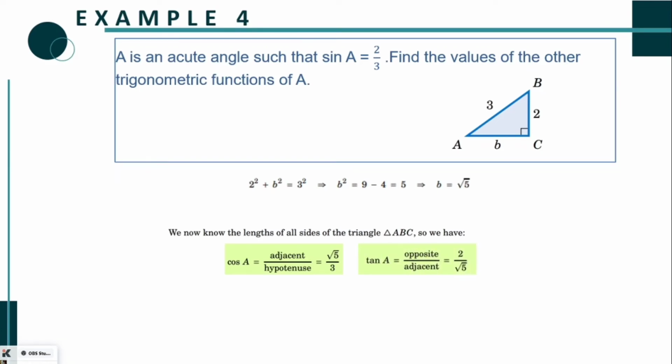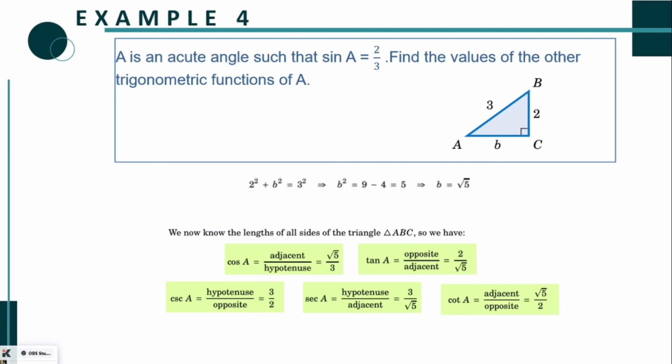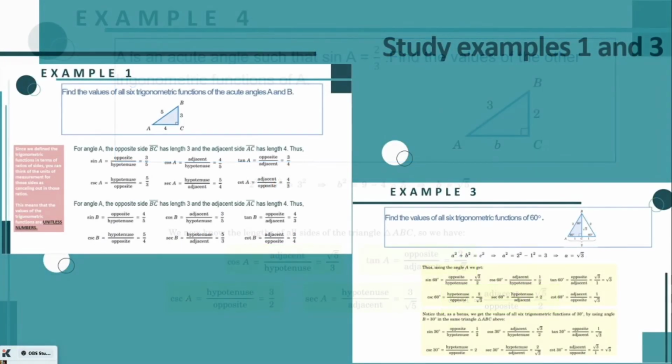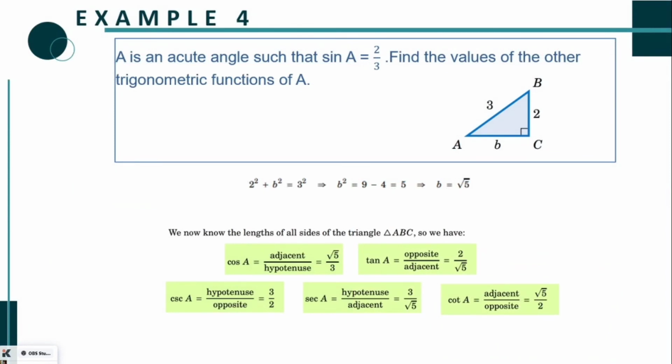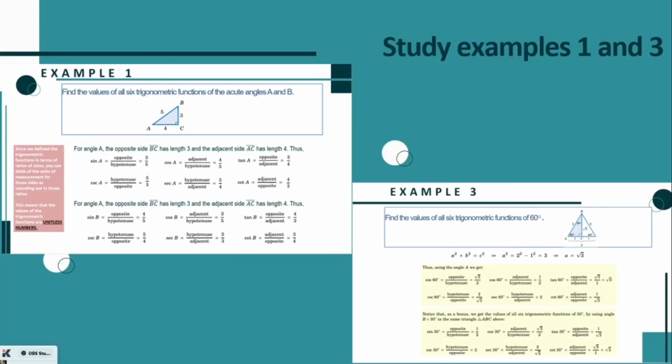And then the tangent of A is 2 over square root of 5. Cosecant of A is 3 over 2. Secant of A is 3 over square root of 5. And then cotangent A is square root of 5 over 2. And we already have our sine here, which is 2 over 3. So study examples 1 and 3.